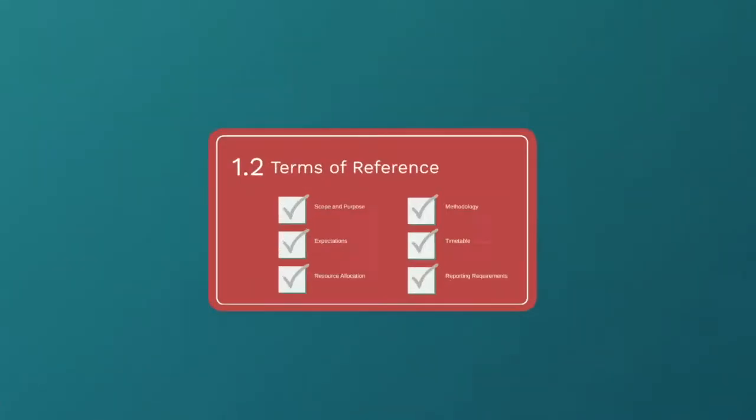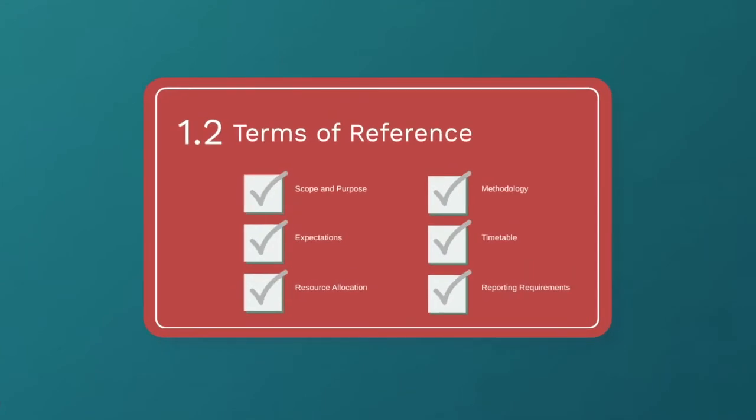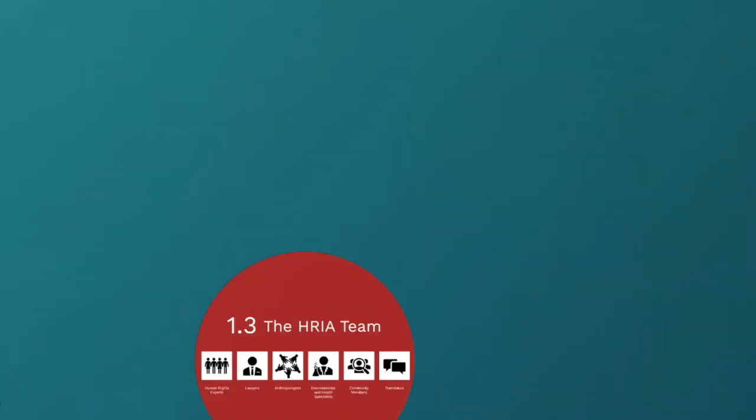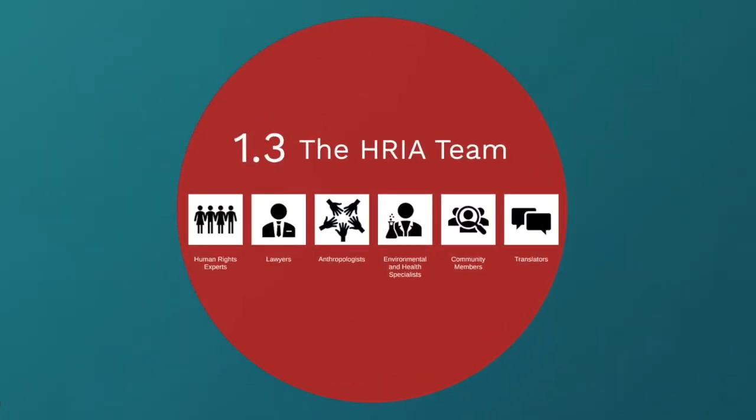Creating clear terms of reference for the HRIA is an important element of the scoping phase. The terms of reference is a written document that describes the scope and purpose of the HRIA. The terms of reference guide the rest of the assessment by outlining expectations, resource allocation, methodology, timetable, reporting requirements, and other important parameters. Based on the risks identified during the scoping process, the HRIA team is established.